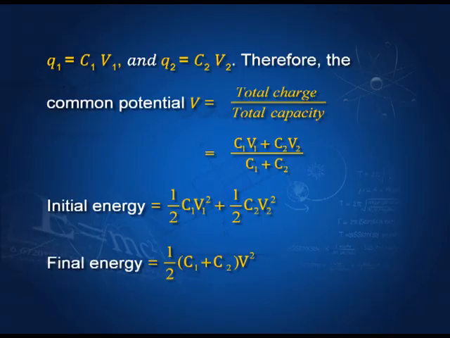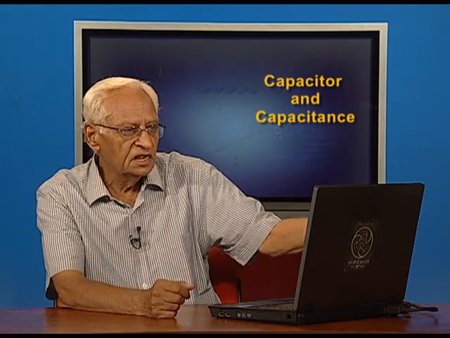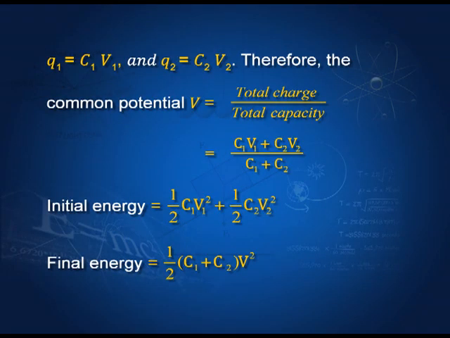So, the charge on the capacitor C1 is C1 V1 and on the capacitor C2 is C2 V2. The total capacity is C1 plus C2 because they are in parallel arrangement. Therefore, the common potential is (C1 V1 plus C2 V2) divided by (C1 plus C2). Initial energy is half C1 V1 squared plus half C2 V2 squared, and the final energy is half (C1 plus C2) V squared.